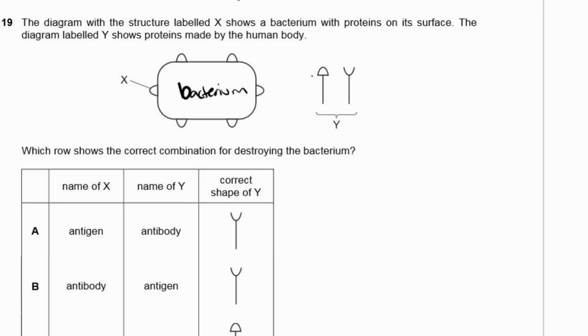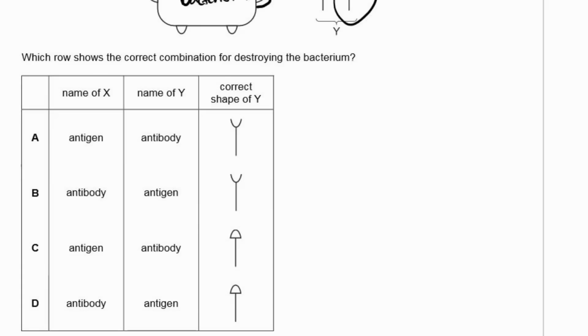So which row shows the correct combination for destroying the bacterium? Okay, so will this fit onto here? No, they're opposite. You want something that will fit like that. So it has to be that one. So if we looked at that, the correct shape, it has to be one of these two. Okay, because those two don't make sense. Now, on the name of X, is that an antigen or an antibody? It's an antigen. And our human body makes the antibodies. So the answer is A.